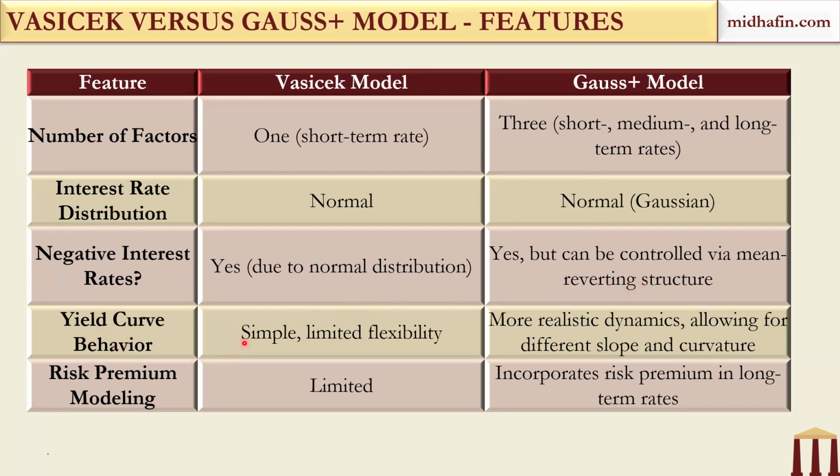Now you have a simplistic approach, you can say, with very limited flexibility when you are modeling the yield curve using the Vasicek model. On the other hand, the Gauss plus model allows for more realistic dynamics and it adjusts for different slopes and curvatures in the yield curve, which of course makes it a better fit for complex financial instruments. Then finally, when it comes to risk premium modeling, the Vasicek model's approach is quite limited, whereas the Gauss plus model incorporates risk premium into the long term interest rates, which makes it much more comprehensive.